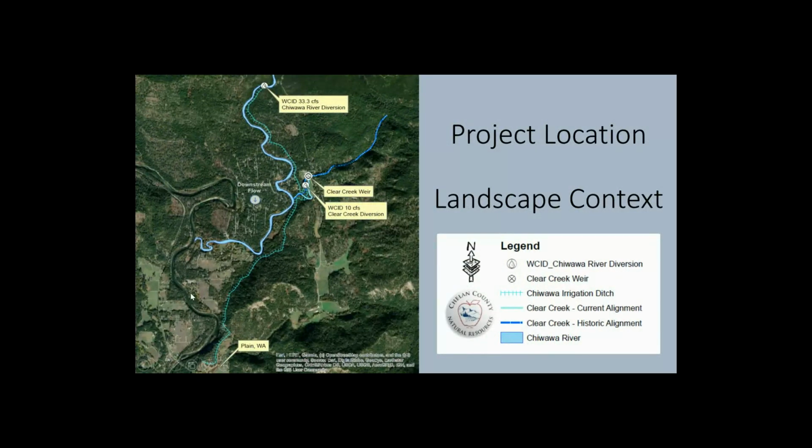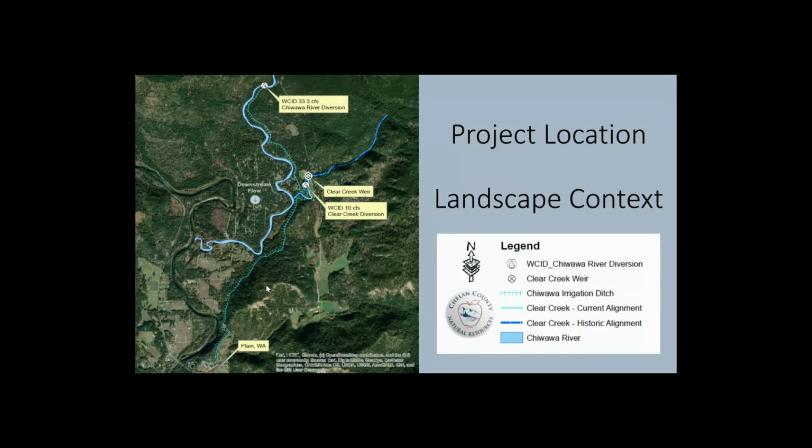So just some orientation again, to back up what I'm describing here. Up top, here's the 33 CFS diversion off of the Chihuahua River. It goes into the canal. The canal runs roughly parallel to the Chihuahua River till it gets to Clear Creek. And then just below the ponds, here's the Clear Creek weir and their diversion. They have water from Clear Creek that then goes into the canal at this point, and then the canal continues on into its service area.